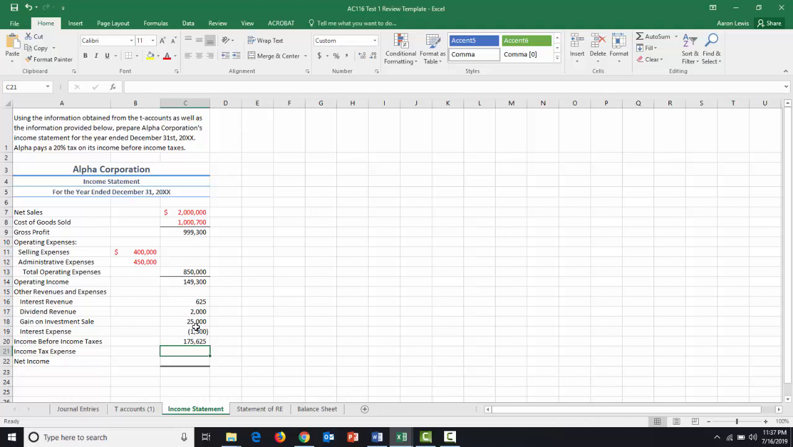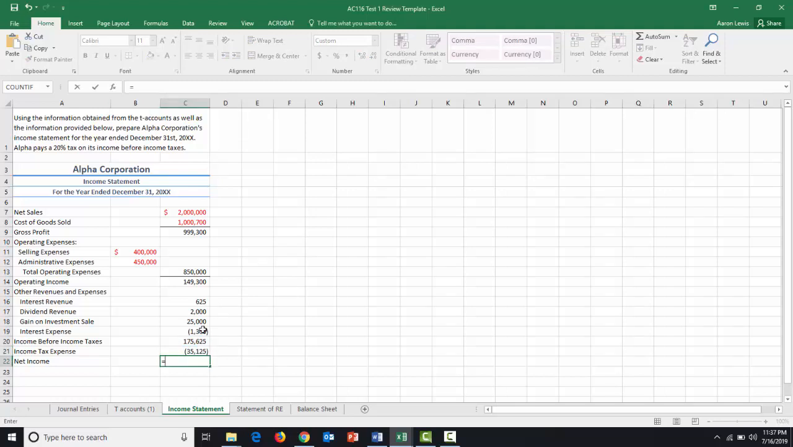Companies pay their income taxes after all these other things have been calculated in, at whatever their predetermined tax rate is. Well, up here in the description, it says that Alpha pays a 20% tax on its income before income taxes. So to figure out how much income tax they had, we hit equals the amount they have to pay tax on times their tax rate, which is 20%. So let's call it 0.20. Means they have income tax of $35,125. Same concept here. We're going to want this number to be negative. So the best way to go about this is to hit a negative and then put the rest of your calculation into parentheses. Now we have negative $35,125.